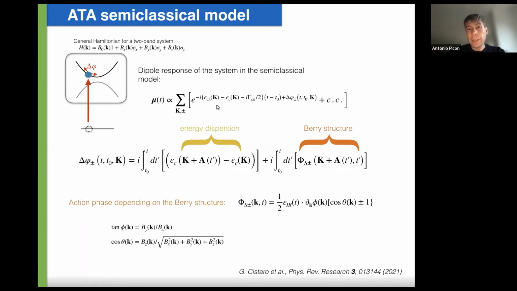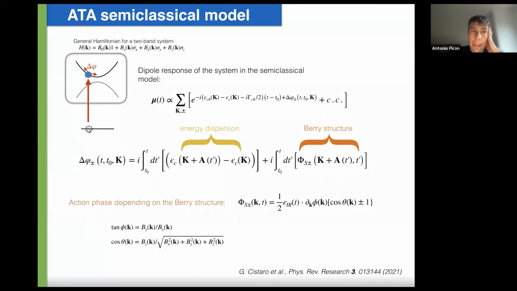So if I switch on the laser, now this electron can move around. Before it was just oscillating as a dipole. It's a vertical excitation with the attosecond pulse, and that's all. But now with the infrared pulse, this electron can really move along the conduction band, and then it's going to acquire a phase. And this is what is nice. This phase is maybe a little bit difficult to express, but what is important is there are two terms. One that depends on the energy dispersion.